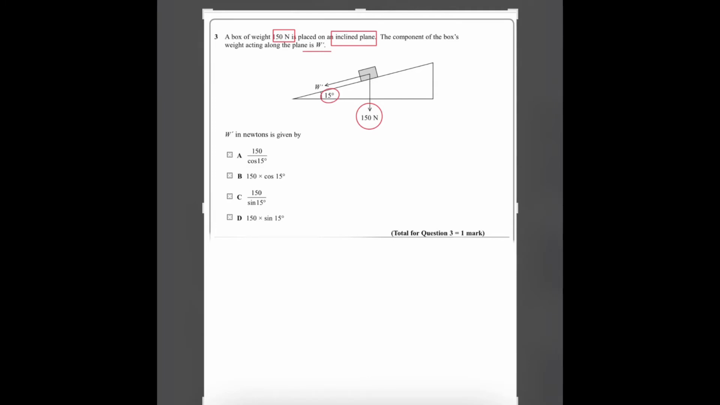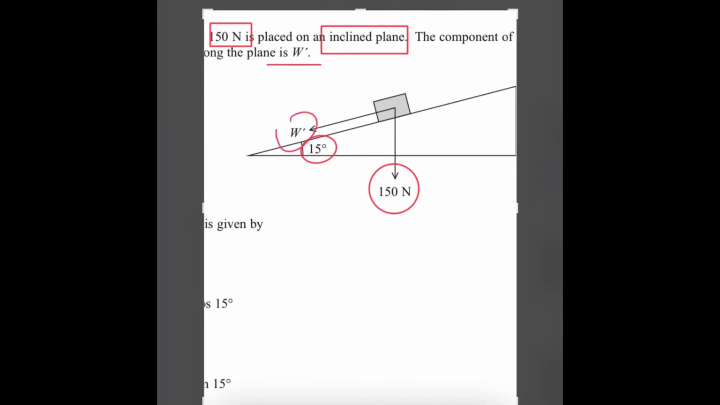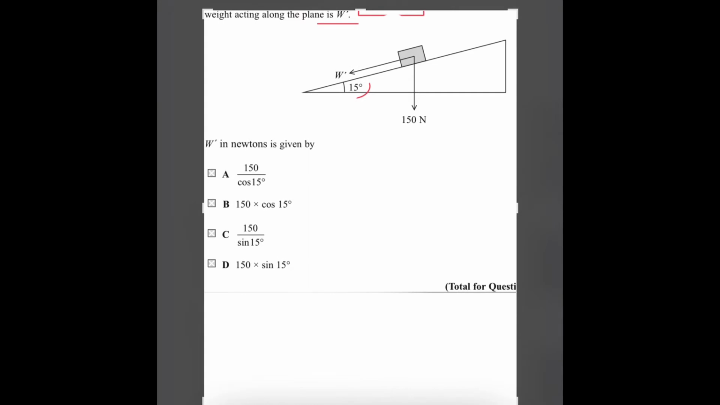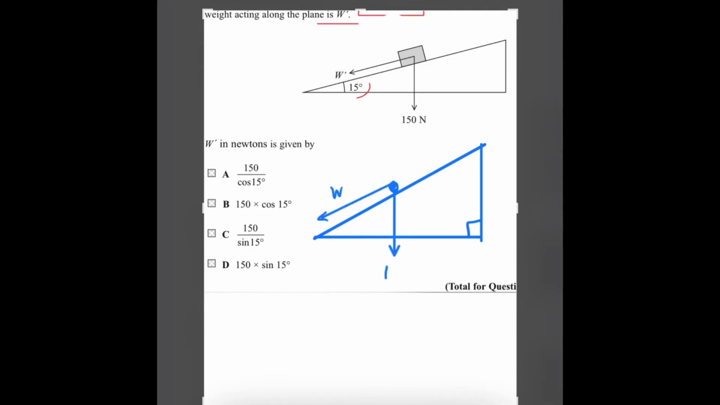We generally need to memorize that this is 150 sine 15 and this is 150 cos 15. You need to memorize it for the exam, but the logic behind it is, if we just redraw the diagram, we have something like this, and this is 90 degrees. We have a box here, and in this direction we have W and 150, right? We have 150 in this direction.